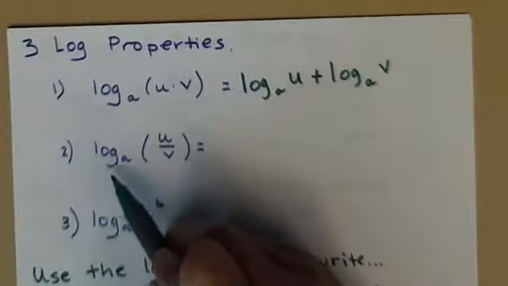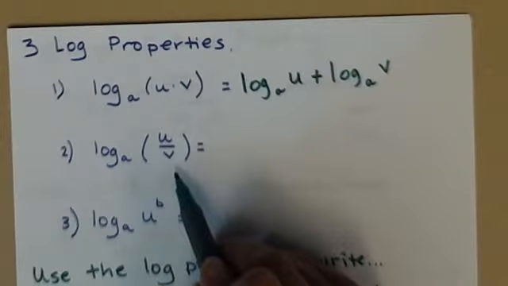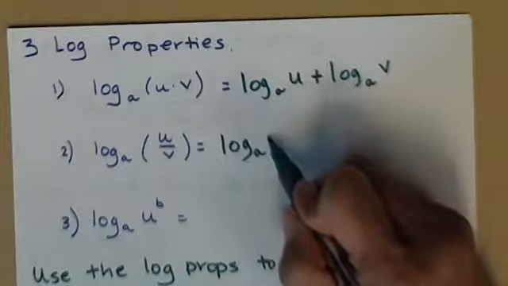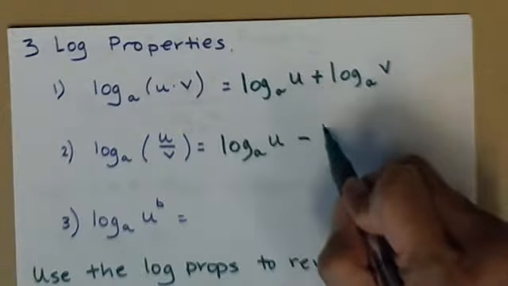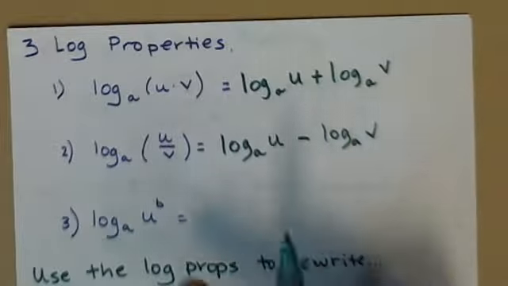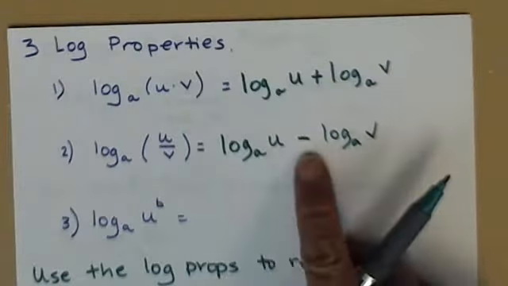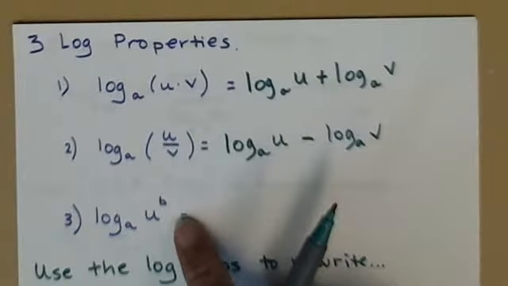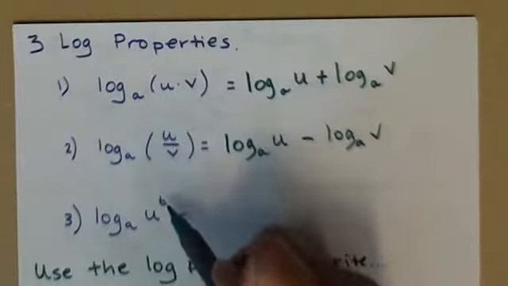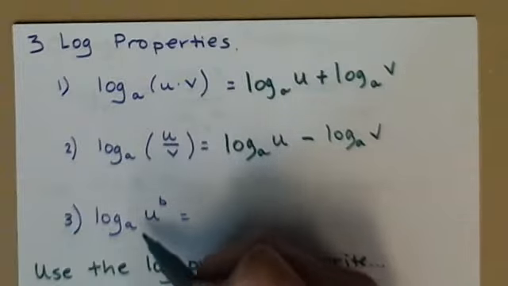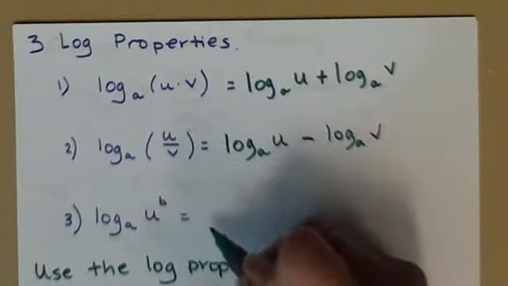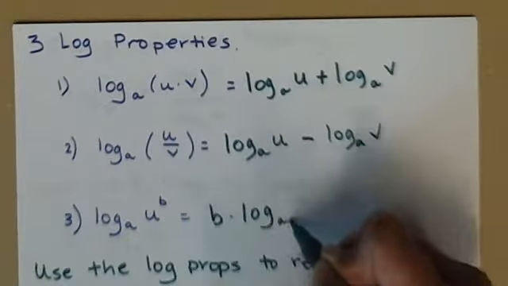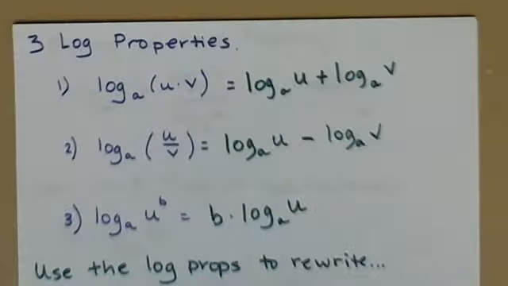Okay. Log base A of U divided by V. Guess what? It's very similar. Log base A of U minus log base A of V. So if we divide in the argument, it's a minus when we split it apart into two logs. And this last one, it's an exponent property, so this power can come down in front. Log base A of U to the B equals B times log base A of U.